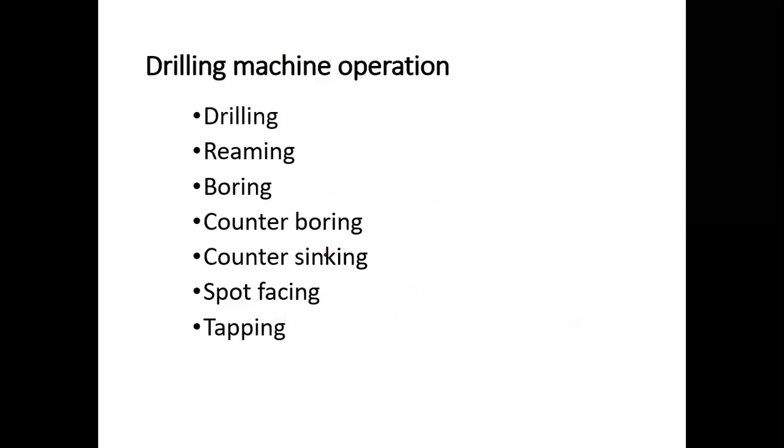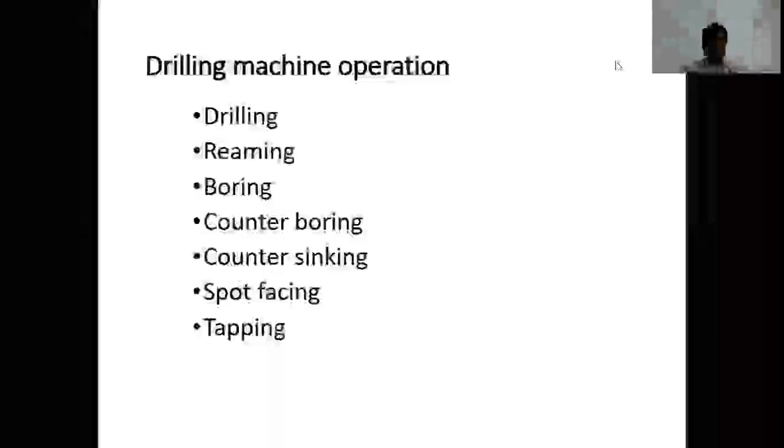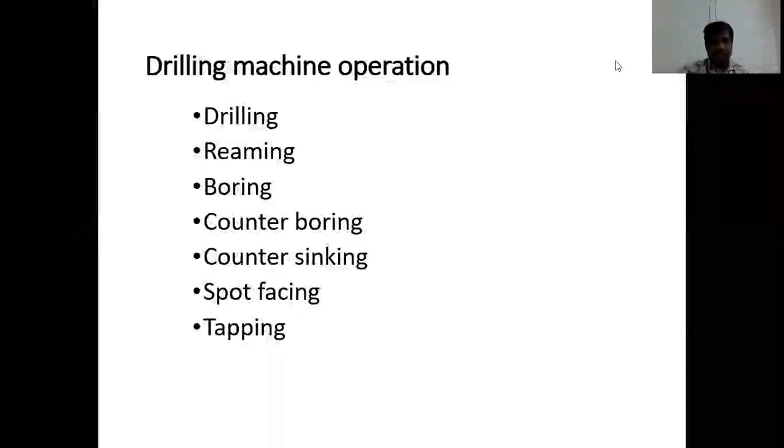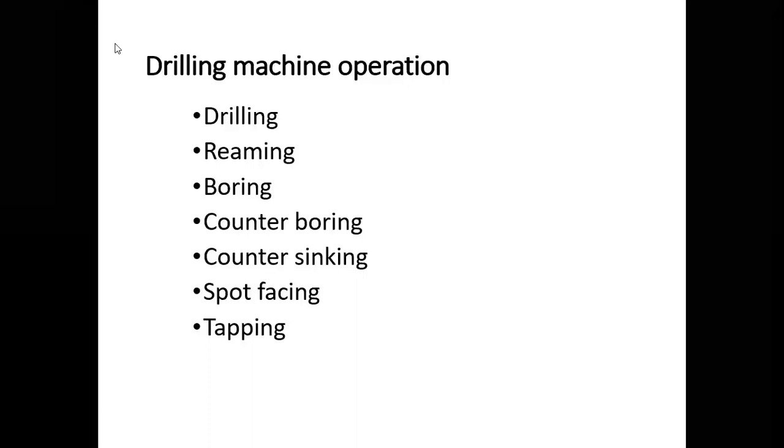Using work holding devices, we hold the workpiece. Using tool holding devices, we hold the tool. Different kinds of processes can be performed on a drilling machine, and by using these different processes you create different types of features in the workpiece. Now we can see the different operations or processes which can be performed on a drilling machine.